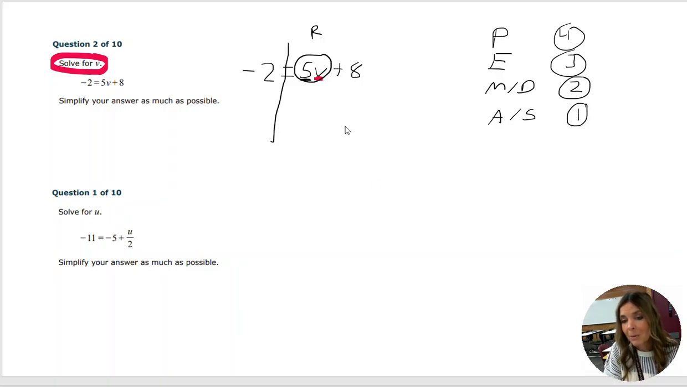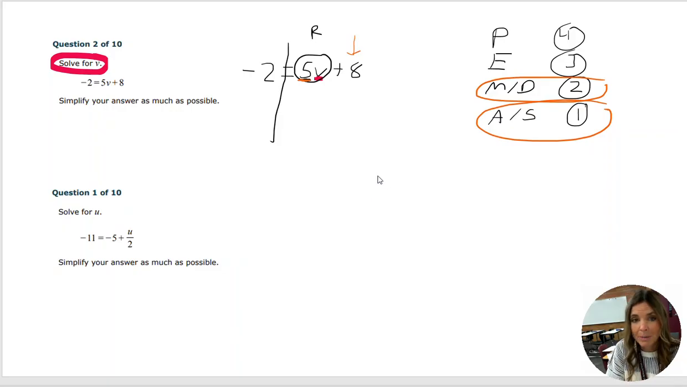Okay, so if we want to get the v back to being by itself, there's two things we have to get rid of. We're going to have to get rid of that plus 8. That's the first thing that we get rid of. And then we're going to have to get rid of that multiplication of 5. That'll be the second thing that we get rid of. These are called a two-step equation.